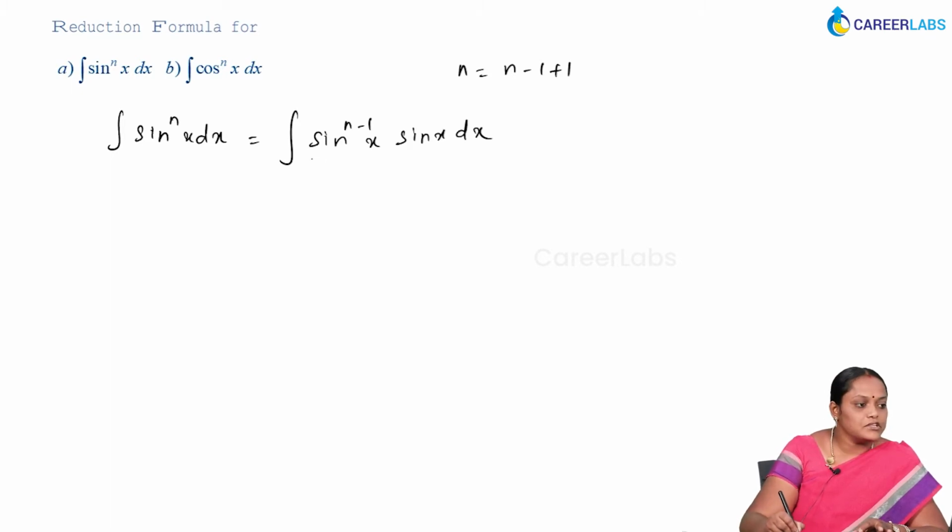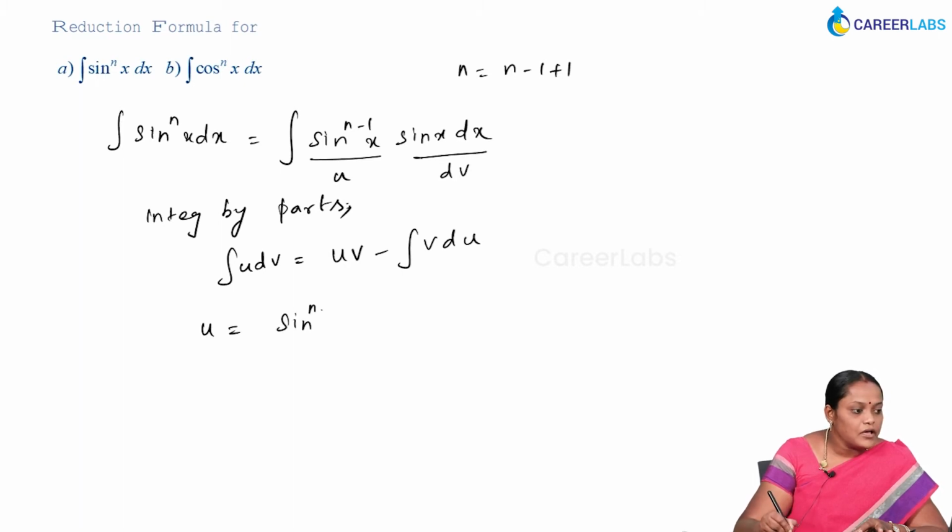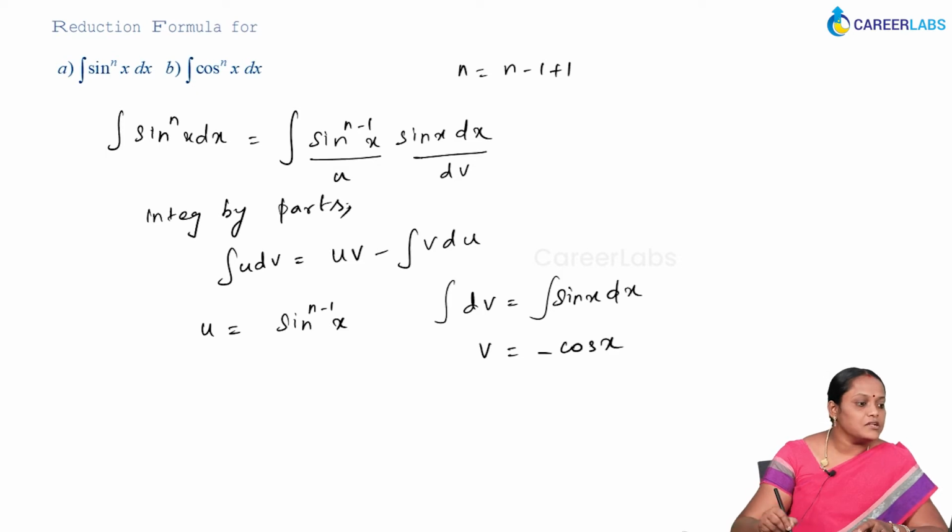Okay, so this is nothing but u and this is nothing but dv. So I am going to use integration by parts. By integration by parts, we have integral u dv is equal to uv minus integral v du. So u is sin^(n-1) x and dv is sin x dx. From dv, if we want v, we are supposed to integrate this term. So v will be equivalent to integral sin x, which is minus cos x.